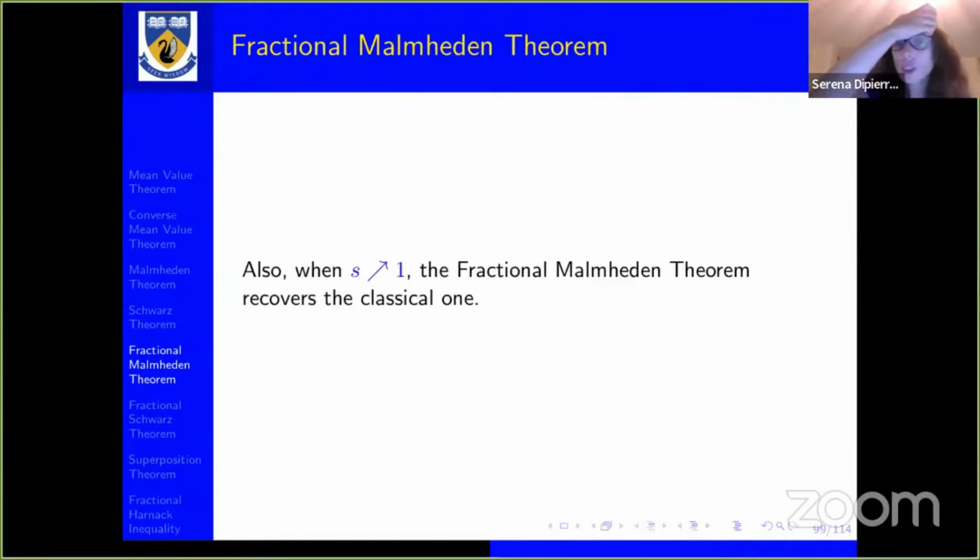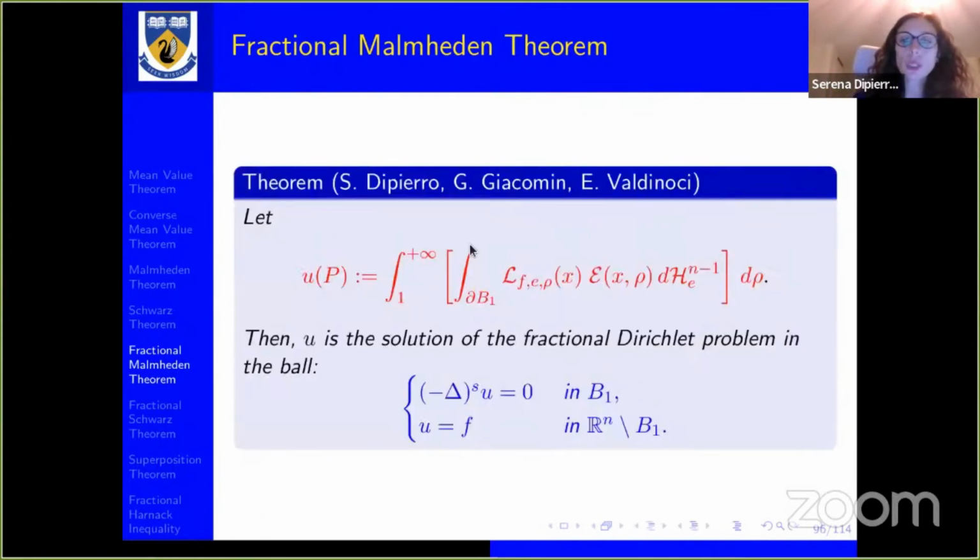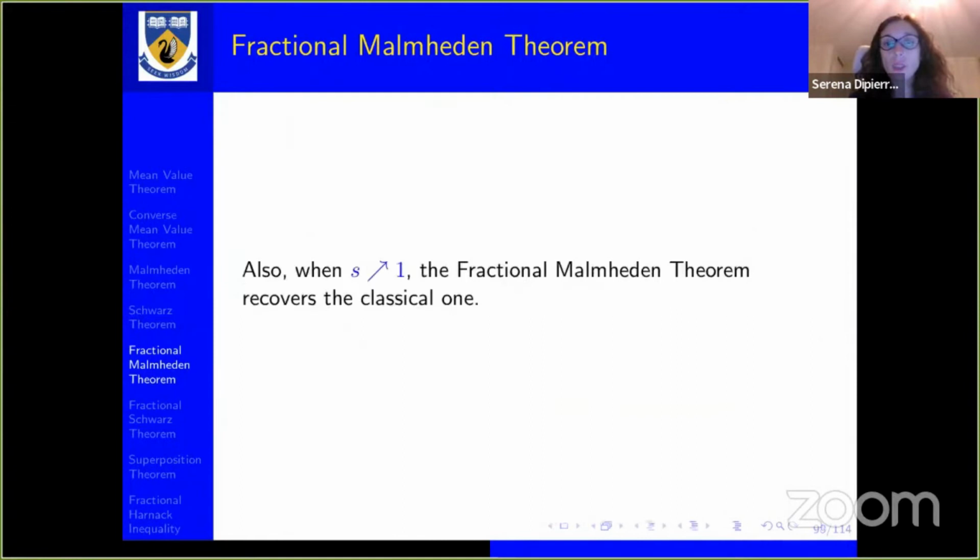And also one can check, we will not give the proof here, that when s goes to 1, the fractional Malmheden theorem recovers the classical one. So in a sense, the integral from 1 to plus infinity weighted by this kernel would average out, and I will just end up with an integral over the boundary of the interpolating function. So this recovers the classical Malmheden theorem.